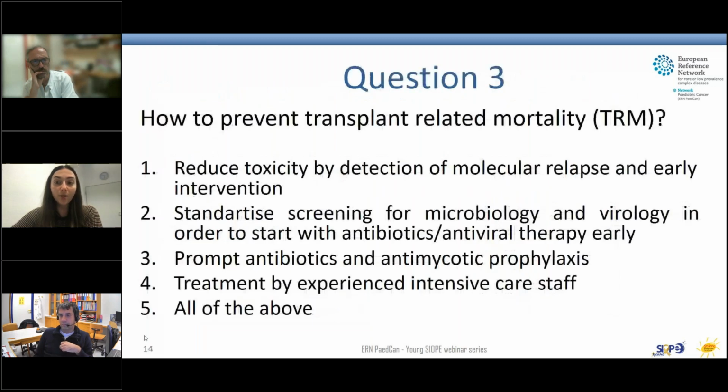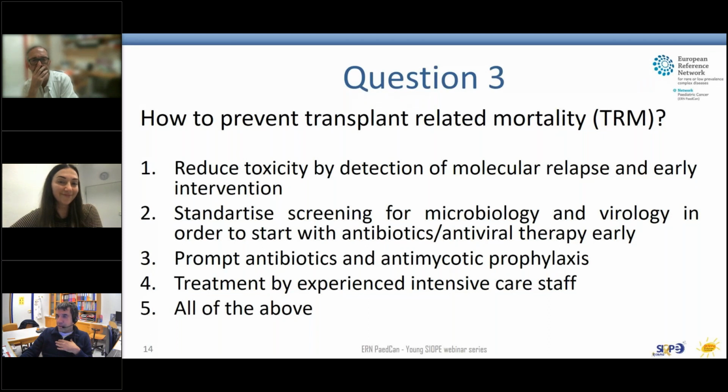And then I end with the third question: how to prevent the transplant-related mortality? Do we have to reduce toxicity by detection of molecular relapse and early intervention to the therapy? Do we have to standardize the screening for microbiology and virology in order to start antibiotics and antiviral therapy early? Do we have to use prompt antibiotics and antimycotics as prophylaxis? Do we have to do the treatment only by experienced intensive care staff, or do we need all the above?